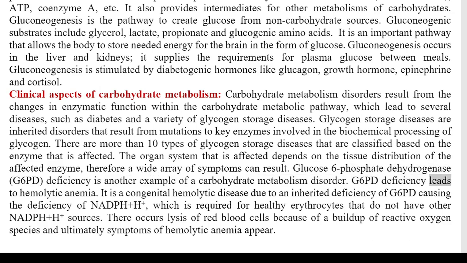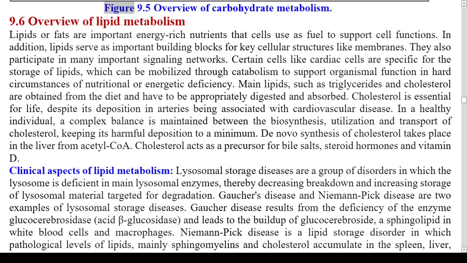G6PD deficiency leads to hemolytic anemia. It is a congenital hemolytic disease due to an inherited deficiency of G6PD causing the deficiency of NADH plus H+, which is required for healthy erythrocytes that do not have other NADH plus H+ sources. There occurs lysis of red blood cells because of a buildup of reactive oxygen species, and ultimately symptoms of hemolytic anemia appear. Figure 9.5 Overview of carbohydrate metabolism.